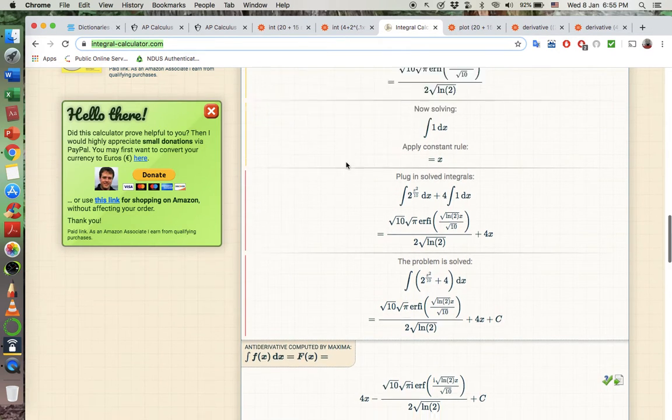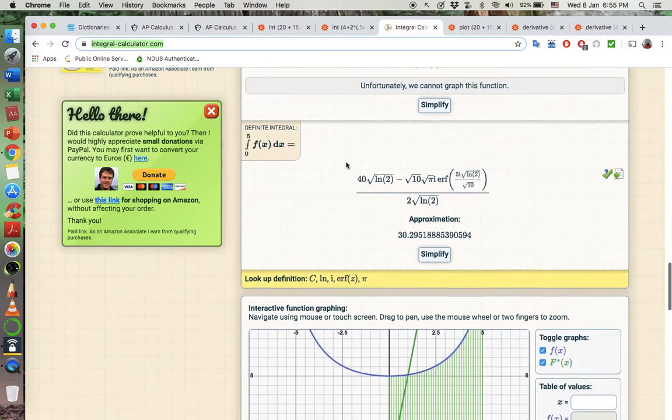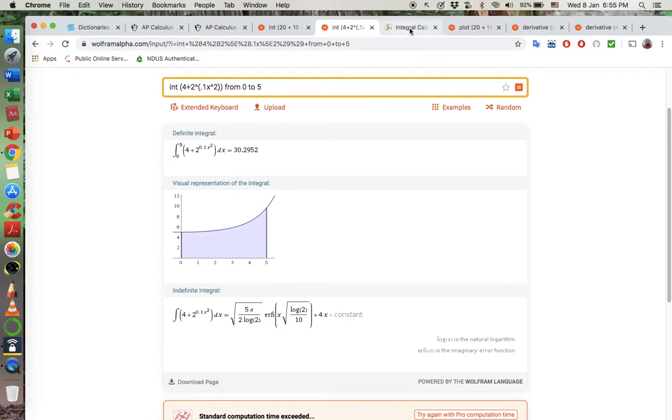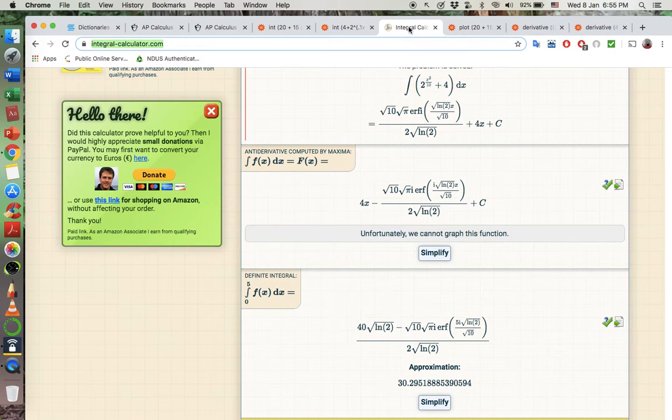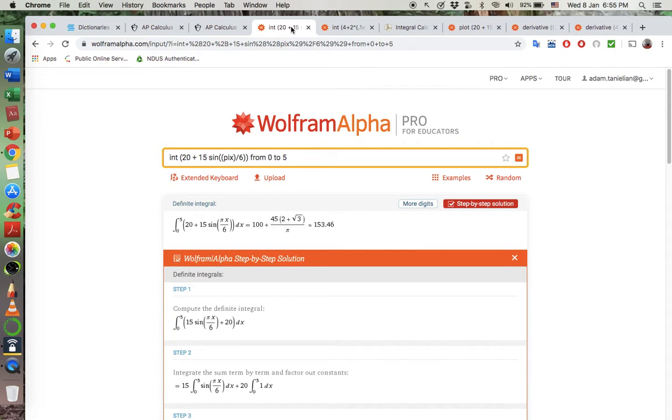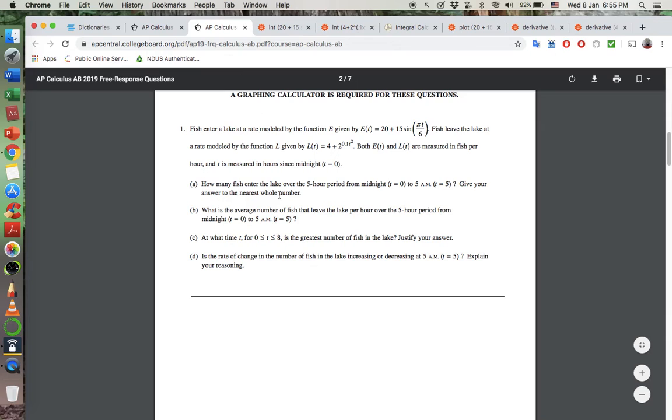Since we do have the technology and it's here to stay, we might as well let the machines do the hard work for us. In this case, the heavy lifting is done by a couple of different programs, and they come up with the same answer, which is good. Okay, so we've got, again, 30.2952 divided by 5, which is 6.059 fish per hour. And on to letter C.